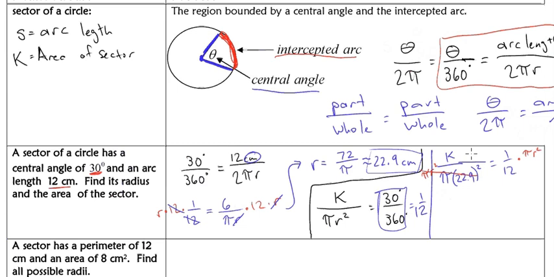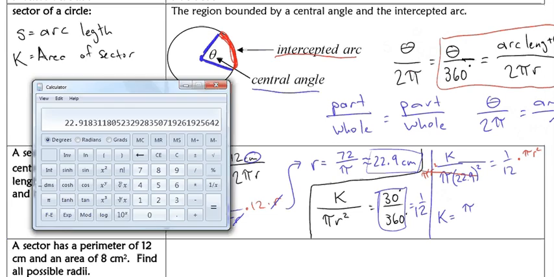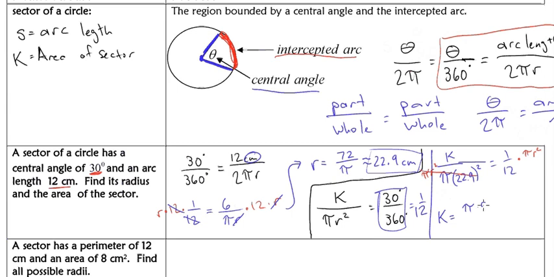Over here we have K equals, let's see, pi times, what was the radius squared? So if we had 22.9, that squared gives us 525.2. So 525.2 divided by 12. And that's kind of roughly, we've dropped off the rest of our decimals here.